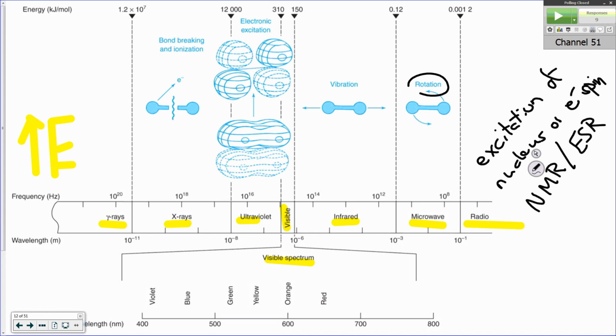Infrared deals with changes in either interatomic bond distances, either stretches or changes in bond angles. So they're either the stretches going in and out like a spring or changes in bond angles. So you've got three atoms here, and those two things are squeezing back and forth. That's the infrared region.